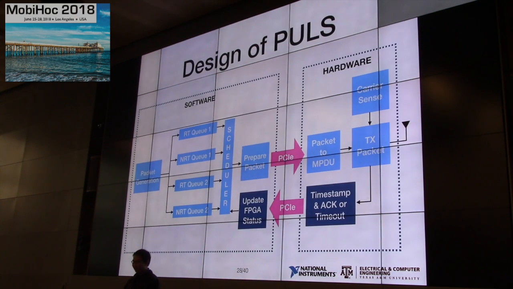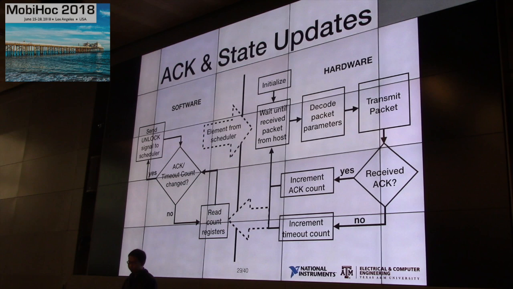And while all this is going on, there's also this constant polling of the FPGA state, and that's done in the following way. On the software side, all you have to do is basically read registers on the FPGA and decide whether to lock or unlock the scheduler. And then on the hardware side, what we do is we get the element, we transmit, and then when we get an ACK, we increment the ACK count. If we don't get an ACK, we increment the timeout count. And based on the count change, we feed back that information to the software side, and then the software can update the states.